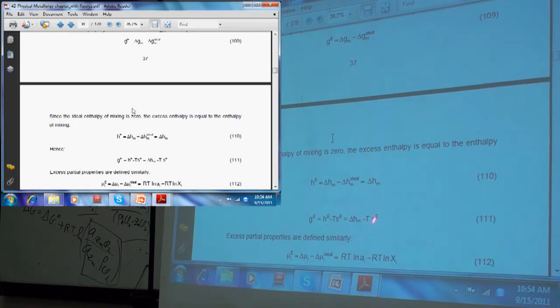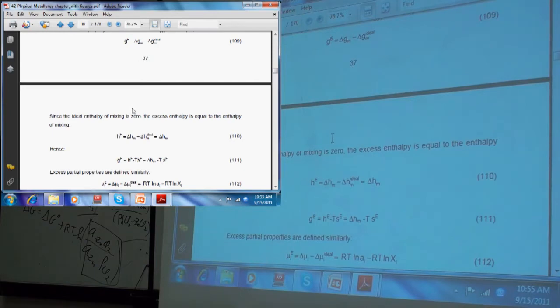Similarly, if the excess entropy is positive, that is, the solution has a higher entropy than an ideal solution, it has more disorder, it's more stable. That gives a negative contribution and makes the solution more stable by lowering G excess. If the excess entropy is negative, that is, the solution is more ordered than an ideal solution, which is usually the case, the entropy is not as positive as an ideal solution.